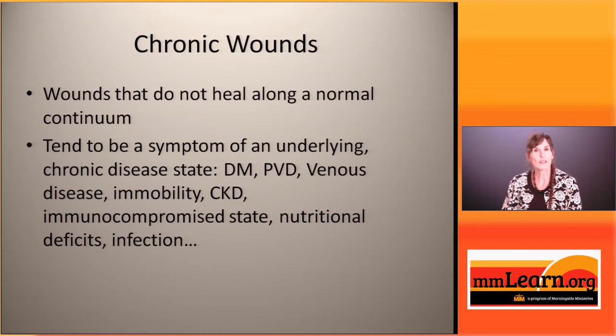Keep in mind that chronic wounds are wounds that do not heal along a normal wound healing trajectory. These wounds are often a symptom of an underlying chronic disease process, such as diabetes, peripheral vascular disease, venous disease, immobility, chronic kidney disease. Anything that you can possibly consider as a chronic disease has the potential in some cases to lead to a chronic wound that can be very difficult to heal. Patients that are immunocompromised or have nutritional deficits or infection may also be at risk for the development of chronic wounds.